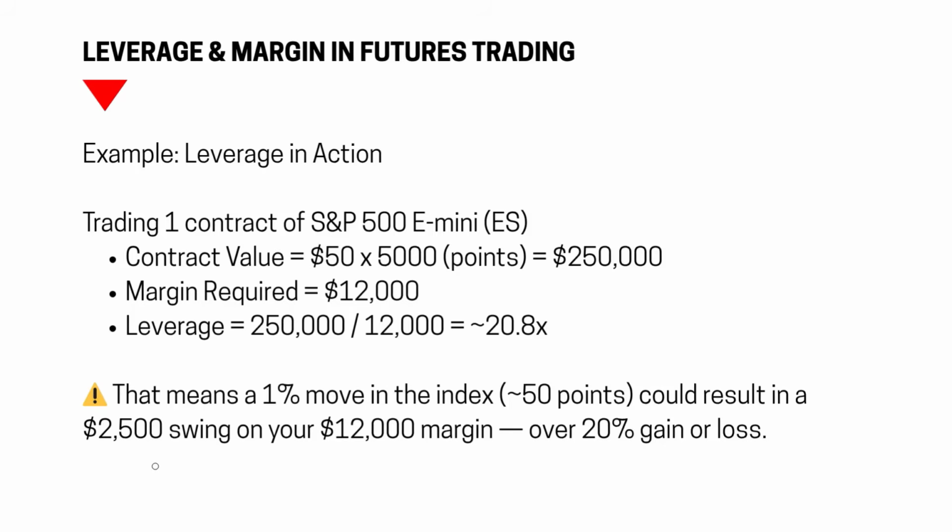So as it says there at the bottom, that means a 1% move in the index, 50 points in this instance, could result in a $2,500 swing on your 12,000 margin. So you can see how the losses could rack up quickly, but you can also see how the profits build as well, which is over a 20% gain or loss. So that is the power of leverage. If you're a stock trader, you normally get 1-for-1 leverage. That's maybe why you have to move into the options world. But with futures, you can get some really good leverage to get you into much bigger positions.